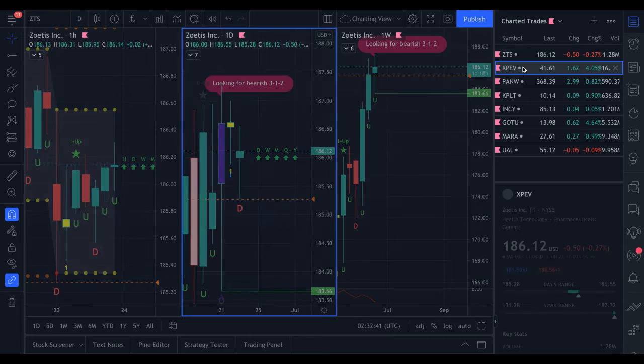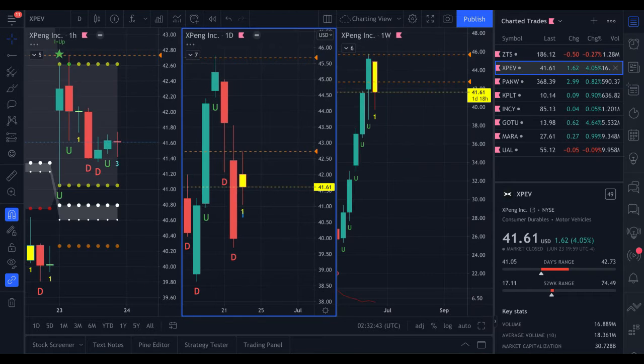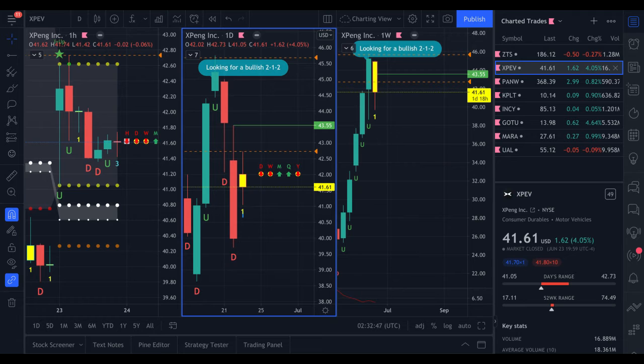So that's CTS. Next up is XPEV. I'm looking for a bullish 2-1-2 on this stock. So we do have an inside week, but ultimately, to get full time frame continuity, I can use the day, the hour, the 30, the 15, and at least having 4 is good. And I typically will then use the 5 to monitor, like I said. So in this case, this is the price target here, and this is the candle that we're looking to break.